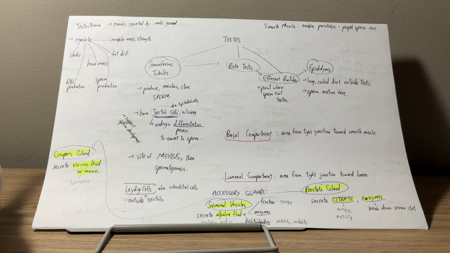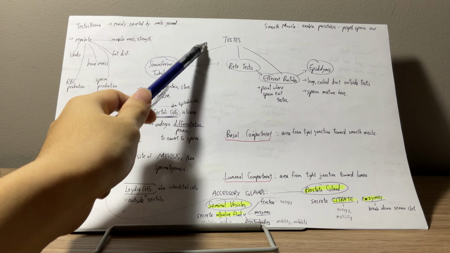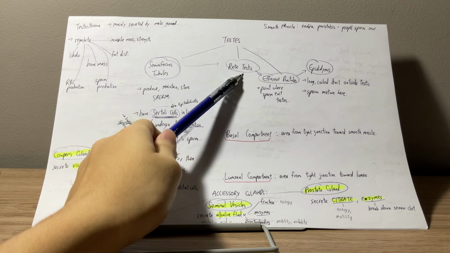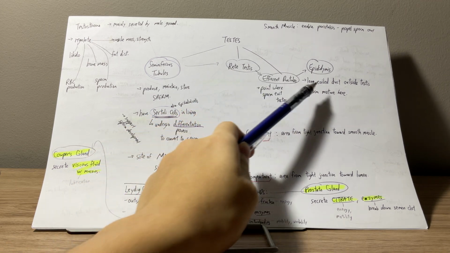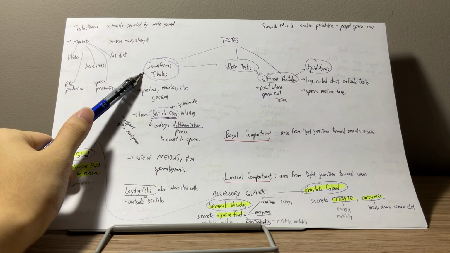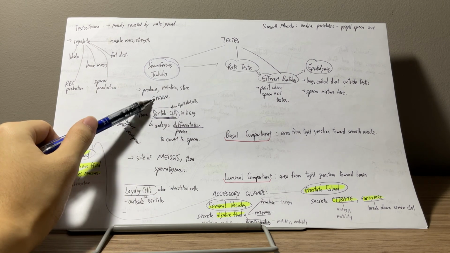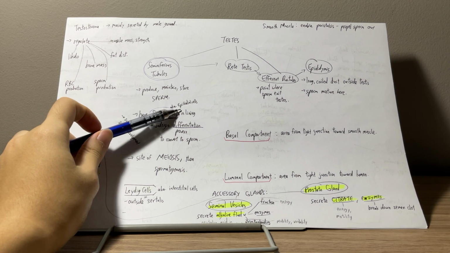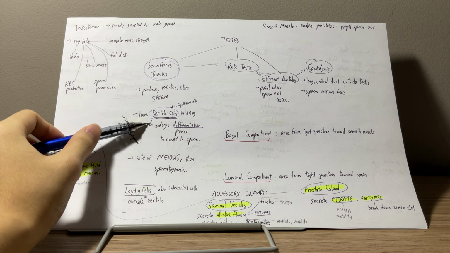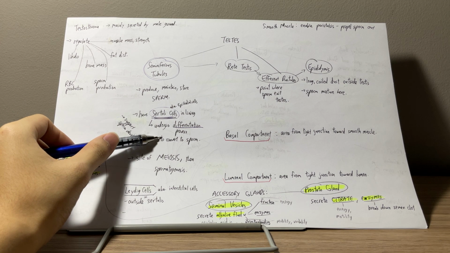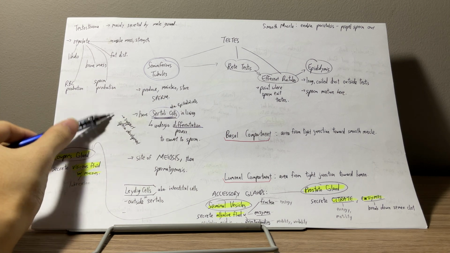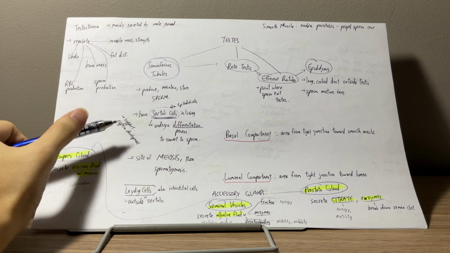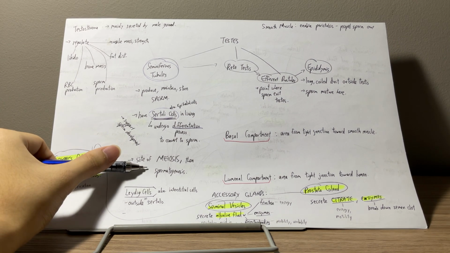Let's move to the testes. So the testes go through the seminiferous tubules, then the rete testis, then the efferent ductules, then the epididymis. Again, the seminiferous tubules produce, maintain, and store sperm. It contains Sertoli cells, in other words epithelial cells, in the lining of the tubules, and it undergoes a differentiation process in order to convert to sperm. And yes, it supports sperm development. Also, the seminiferous tubules are the site of meiosis, then spermatogenesis.